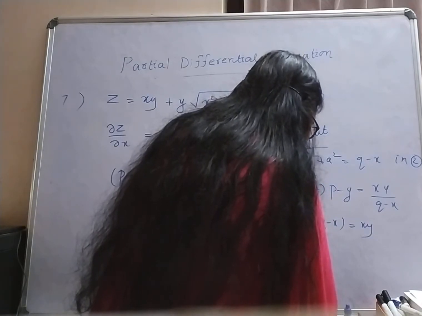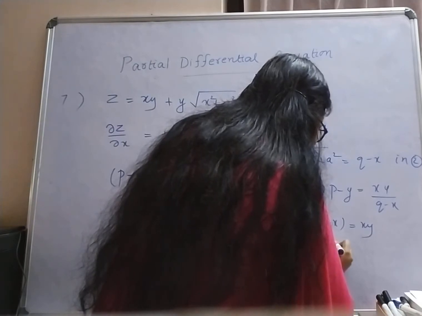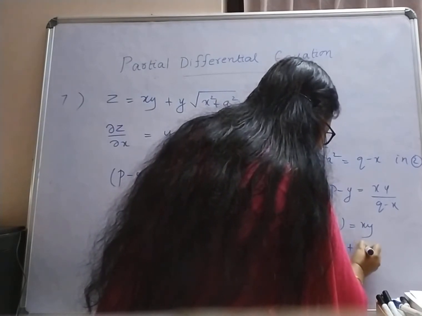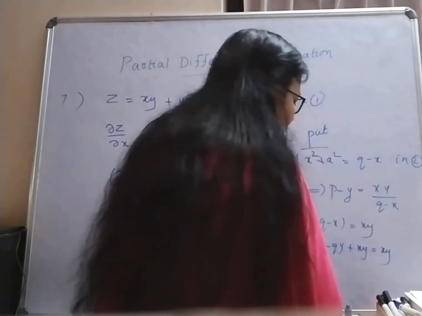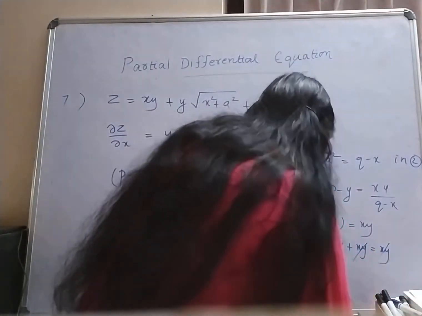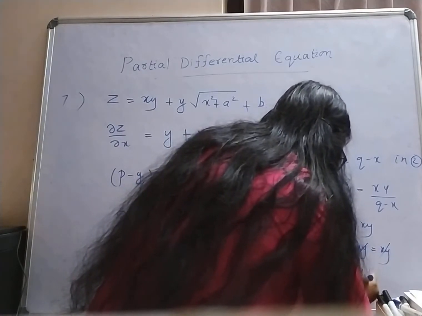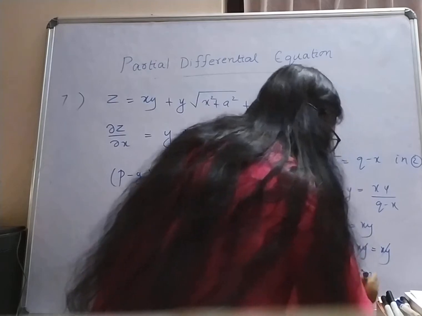That is pq minus px minus qy plus xy equal to xy. This xy will be cancelled. We get the answer as px plus qy equal to pq, which is the required PDE.